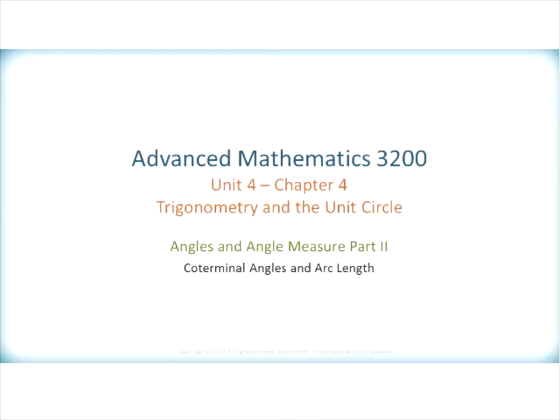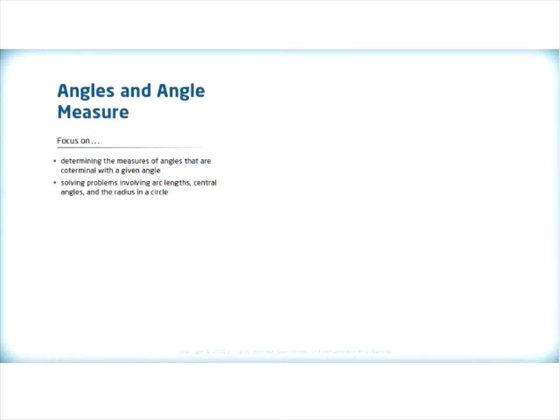Okay, in this session we're going to have a look at Unit 4, Chapter 4, Trigonometry in a Unit Circle. We'll be looking at angles and angle measures, Part 2. In particular, we're going to be looking at coterminal angles and arc length. As I said, the focus is going to be on determining the measure of angles that are coterminal with a given angle. And we're going to be solving problems involving arc length, central angles, and the radius of a circle.